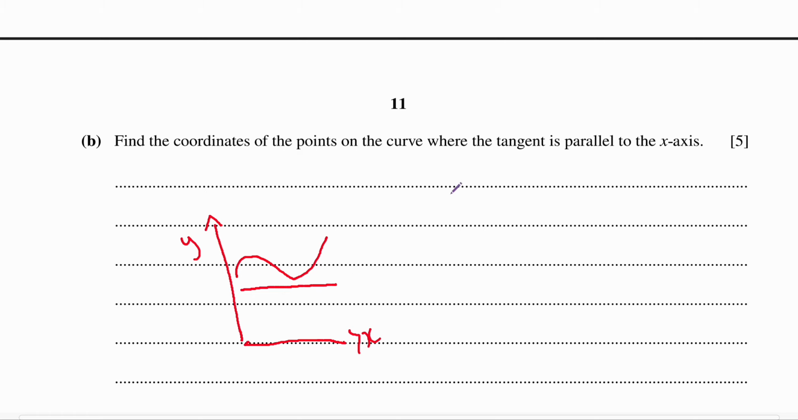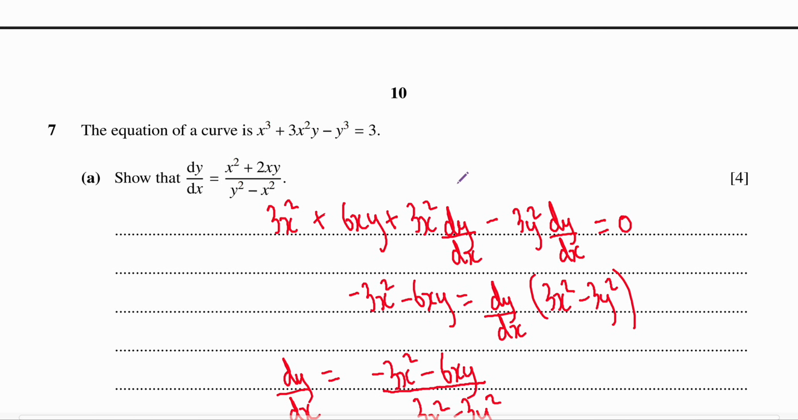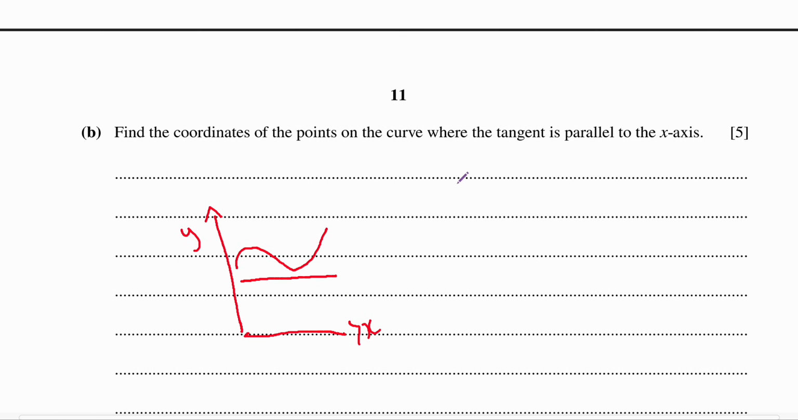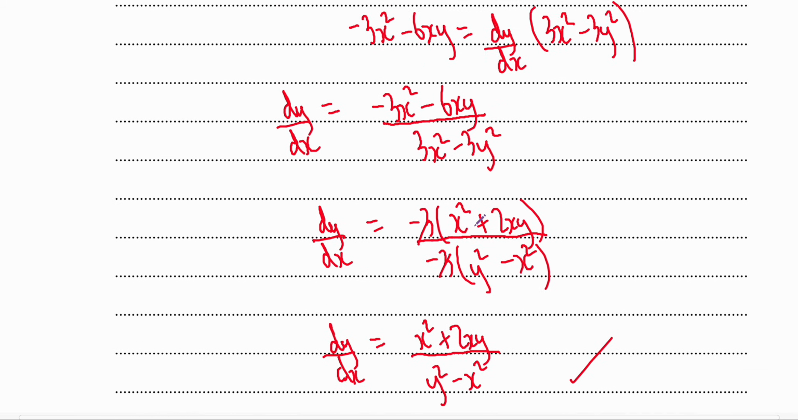Well, when will you get a horizontal line? When dy by dx is equal to 0, right? So if dy by dx is equal to 0, that's when the tangent is parallel to the x-axis. Because the gradient of this line is 0, so that means, or the slope, gradient, exact same thing. If it's equal to 0, that means the tangent is going to be parallel to the x-axis.